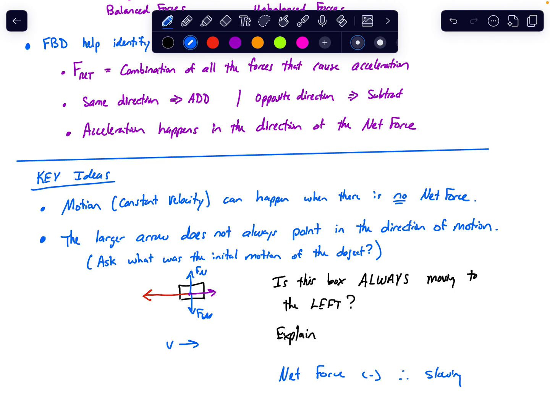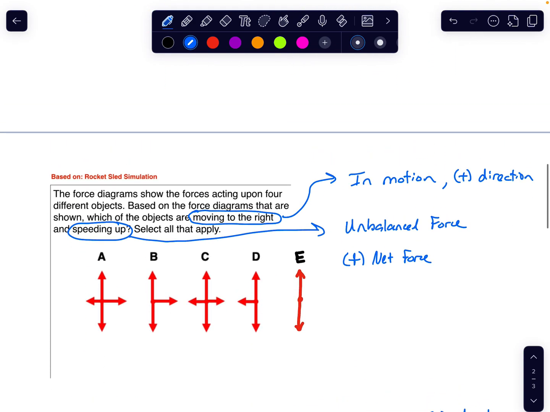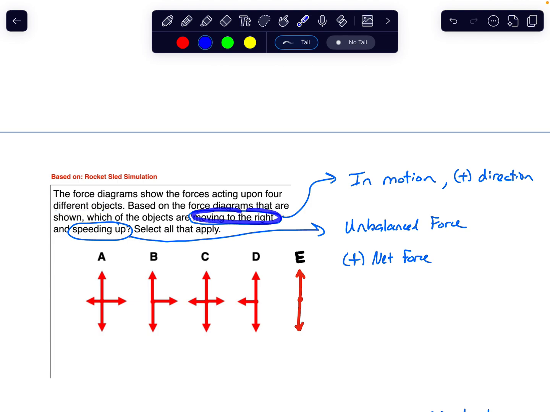All right, here we go. I'm going to take a couple quick looks at this and maybe some more detail to help you out. For example, if we have these force diagrams that you can see in this picture, and there are four different objects based on the force diagrams, which of the objects are moving to the right and speeding up? Choose all that apply. I want you to carefully read that. Moving to the right means that it's already in motion and the velocity is to the right, in a positive direction. Speeding up is a clue that there's an unbalanced net force, and that also is in the positive direction.